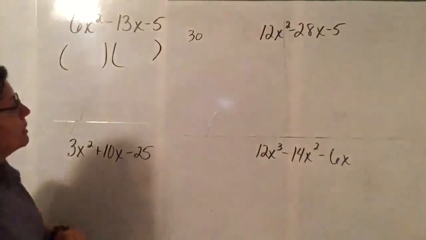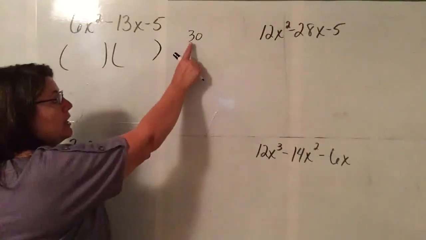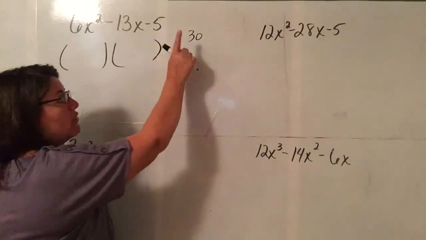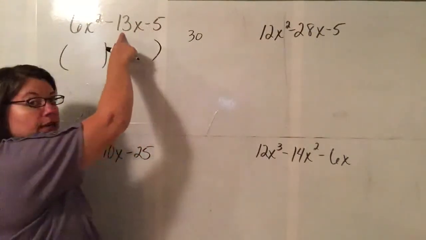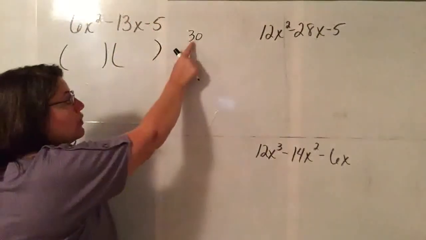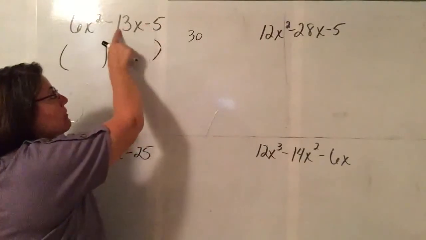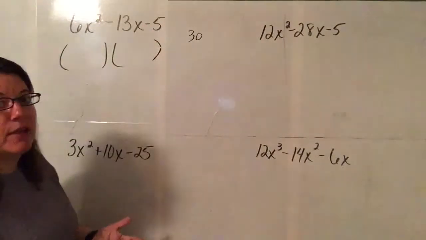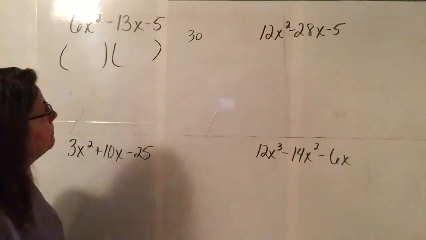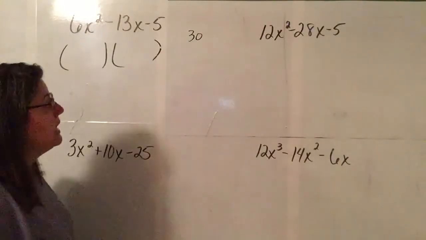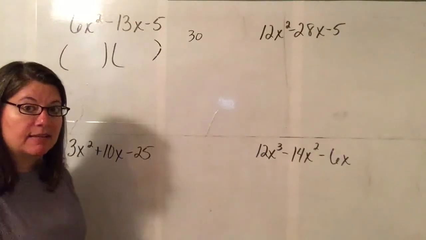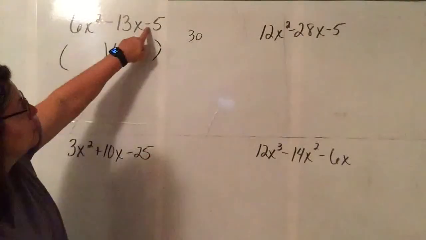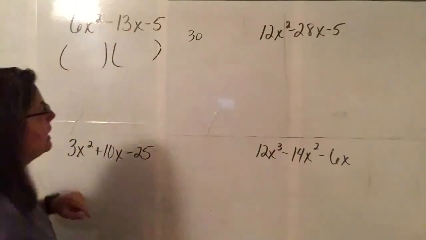Okay, so here's what I'm going to do. I'm going to write that number here, and I'm going to say what factors of 30 subtract to give you 13. See that? What factors of 30 subtract to give you 13? Well, let's think about the number 30. We've got 1 and 30. We've got 2 and 15. We've got 3 and 10. We've got 5 and 6. Which of those numbers subtract to give you 13?